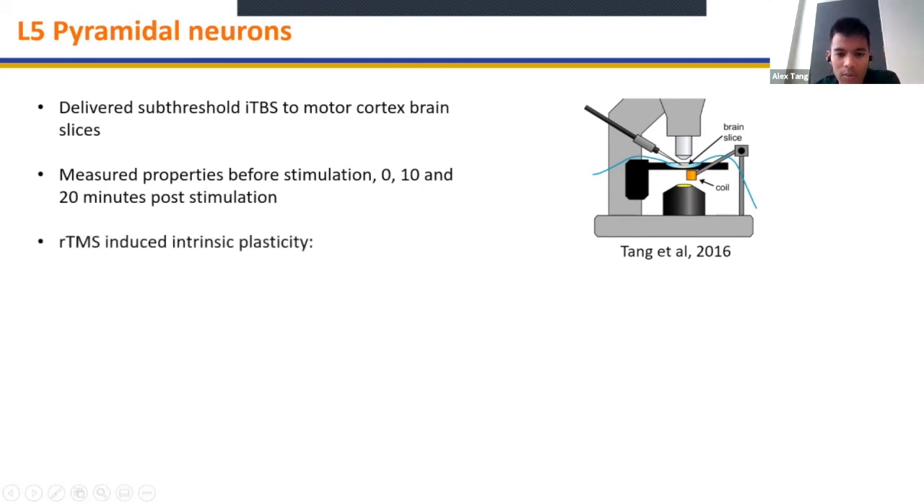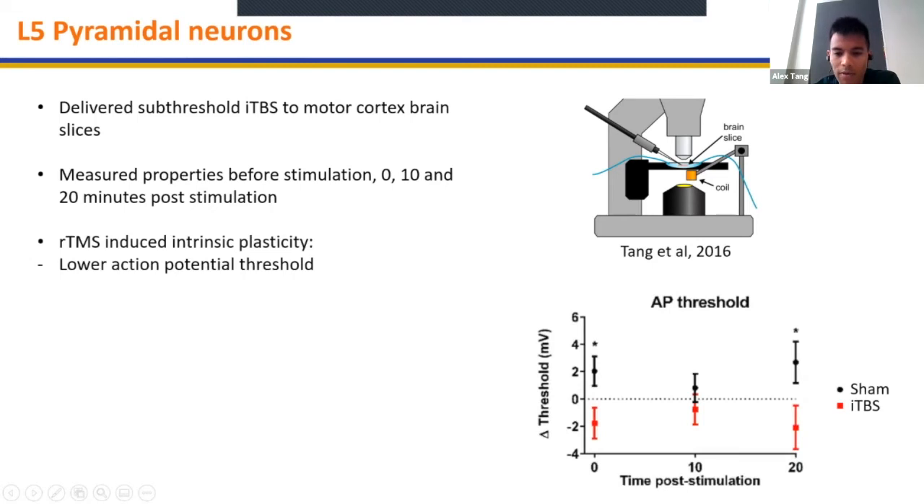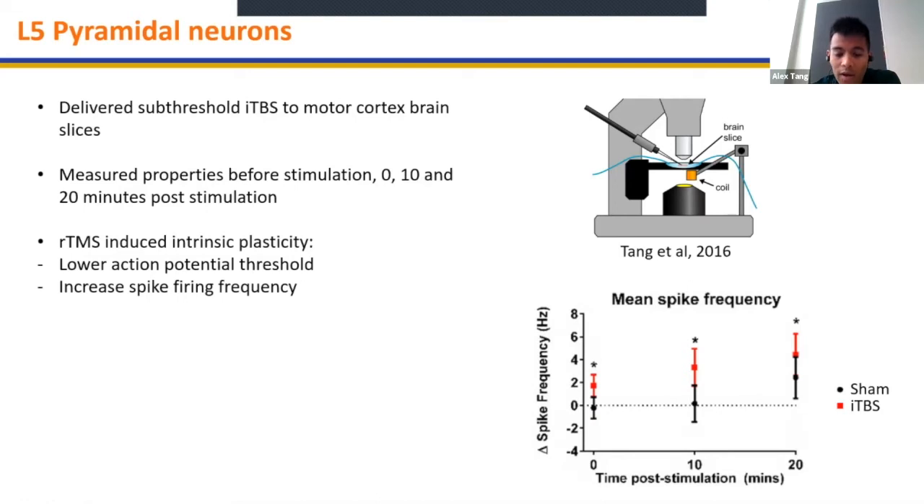Using this approach, what we found was that these pyramidal neurons actually had a lower action potential threshold. So the action potential threshold was closer to resting membrane potential. And when we got the cells to fire, we found that on average, the cells would have an increased number of action potentials, anywhere between 2 to 5 more action potentials in the train compared to sham. When we took this together, this suggested to us that immediately after stimulation, iTBS was able to increase neural excitability by changing these membrane properties.